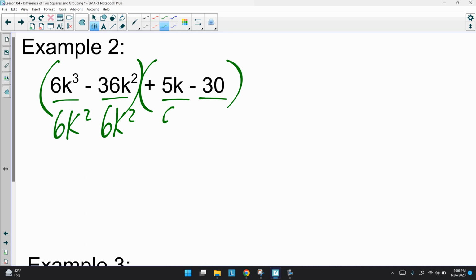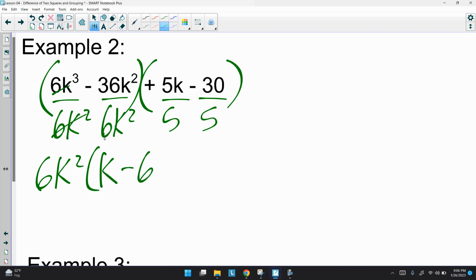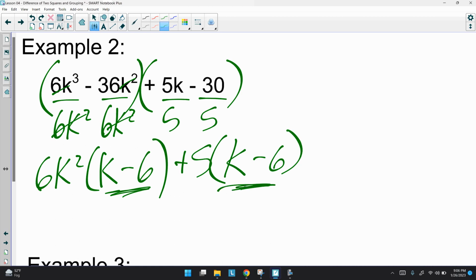So 6k squared. Cancel, cancel. We'll just have 1k. 36 divided by 6 is 6. Negative 36 divided by 6. K squareds cancel. So we need to hope we get this guy again over here. You did pull out a 5. So 5 and 5, that's just k. Negative 30 divided by 5 is negative 6. Indeed, they are the same. So 6k squared plus 5. And then bring down the k minus 6. Bing, bang, boom. All done.